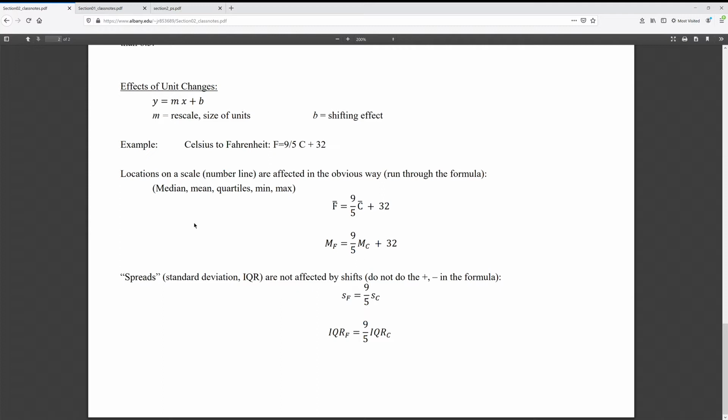So let's say that you have some data, probably a very large set of it, 20, 30, 40, 100 numbers, and you've computed mean, median, standard deviation, IQR, maybe even the quartiles, and then you change your units. You change from feet to inches or Fahrenheit to Celsius or something along those lines. And you don't want to have to recompute the new mean, the new median, the new standard deviation especially, and so forth and so on.